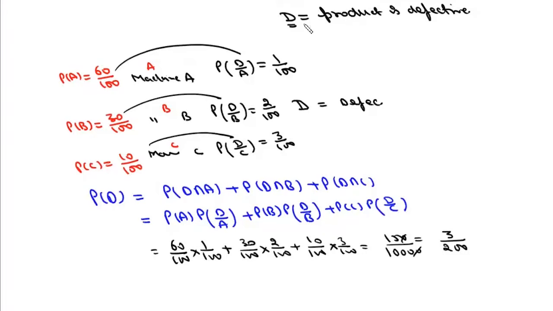And if we come to our second example, in total probability, we have worked out the probability that the product is defective. Now, if it is a Bayes theorem question, it will say a product is drawn and is found to be defective.